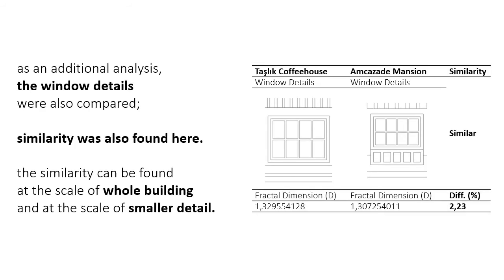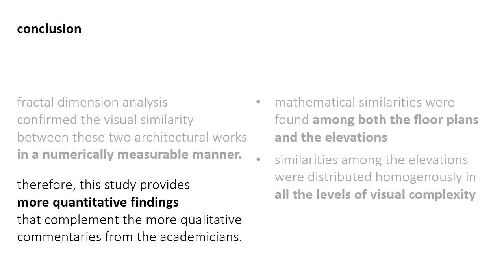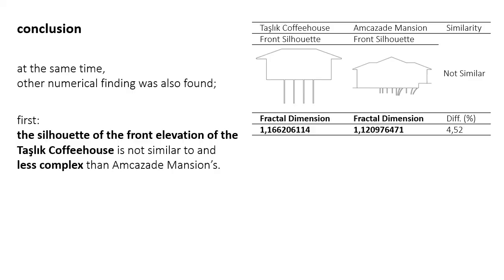As an additional analysis, the window details of the coffee house and the mansion were also compared, and the comparison also shows similarity. In conclusion, fractal dimension analysis confirmed the visual similarity between Taşlık Coffeehouse and Amcazade mansion in a numerically and mathematically measurable manner. Therefore, this study provides quantitative, mathematical, and numerical findings about the close similarity between these two architectural works. At the same time, there were also other findings.